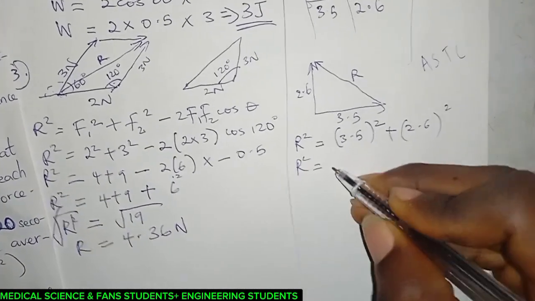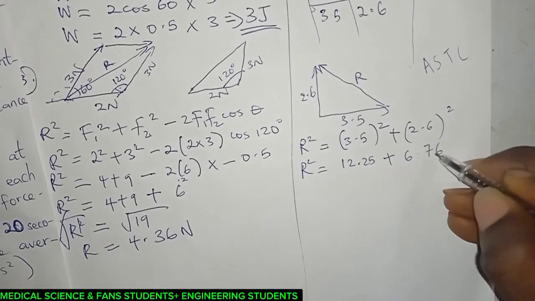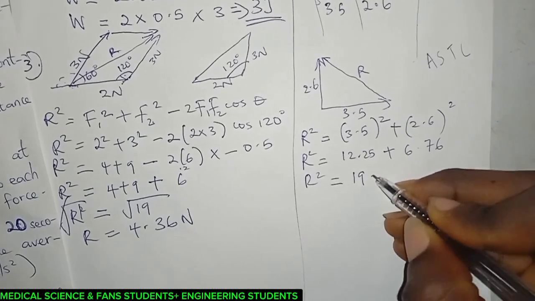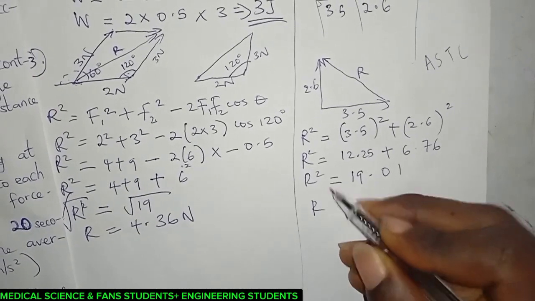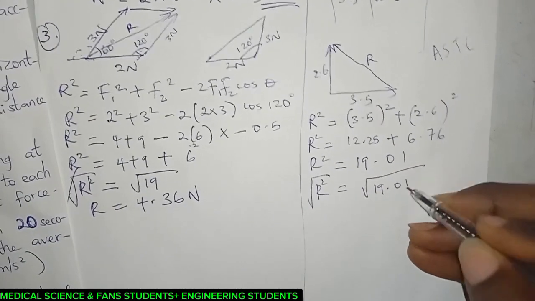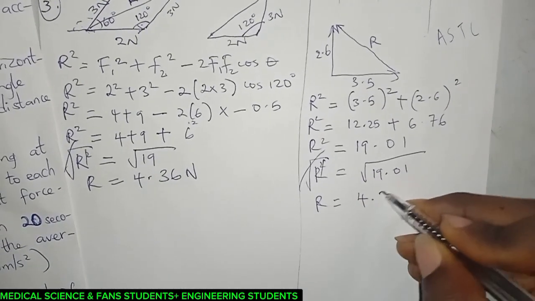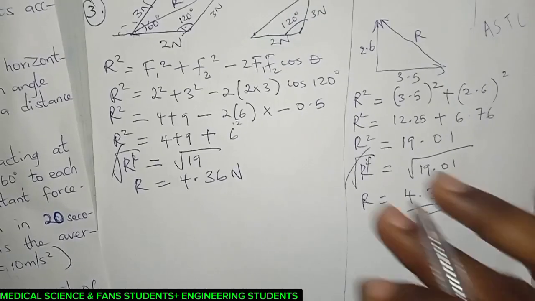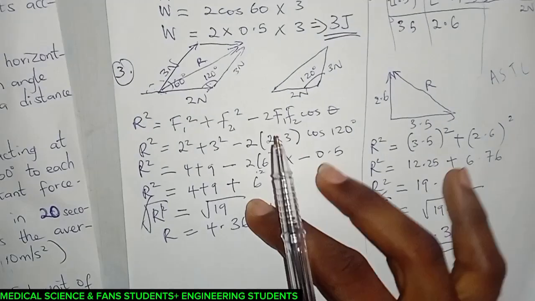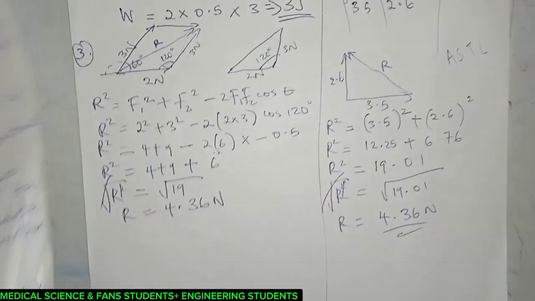R square equals 12.25 plus 6.76. Okay, R square is going to give you 19.01. So R, taking the square root of both sides, 4.36. So R is equal to 4.36 Newton. So you see, you are correct. Whenever you're given this kind of question, if you use the cosine rule or use your resolution of vectors, you will get the same answer for your resultant. That's how to know if you are correct.